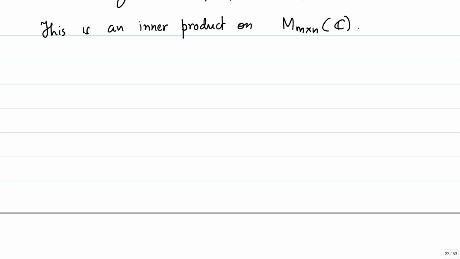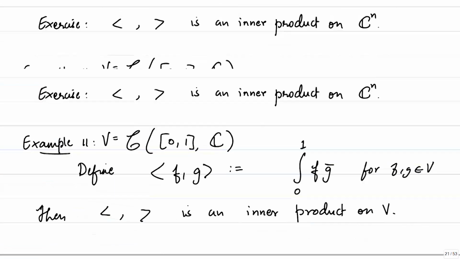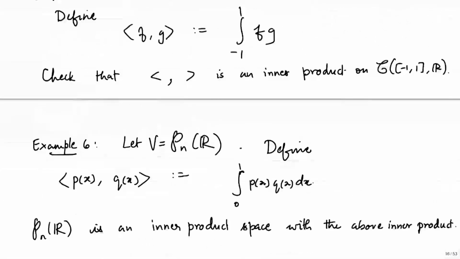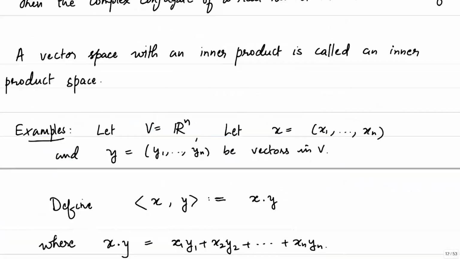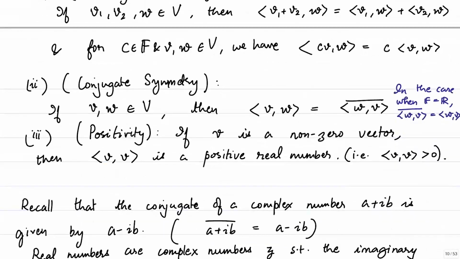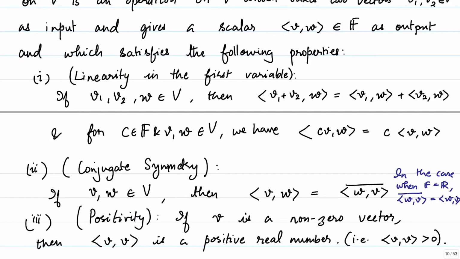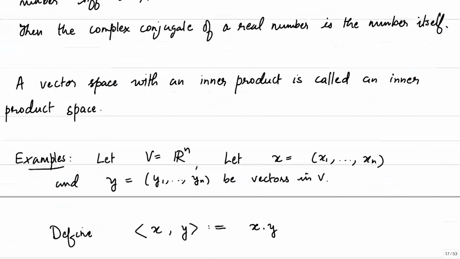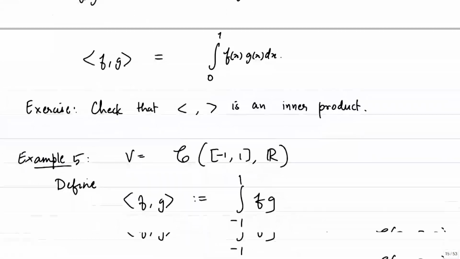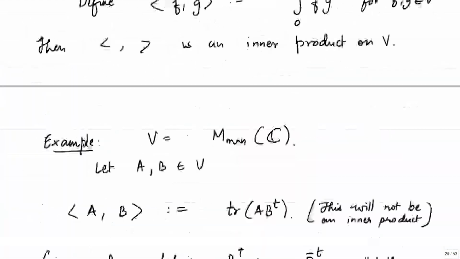Alright, so let's look at a couple of propositions before we conclude. As you can see in the definition, if you go back, where are the properties? The properties are here. So we are only demanding linearity in the first variable. Why have we not demanded linearity in the second variable? The linearity in the second variable is actually not linear, it's conjugate linear. So let's see.